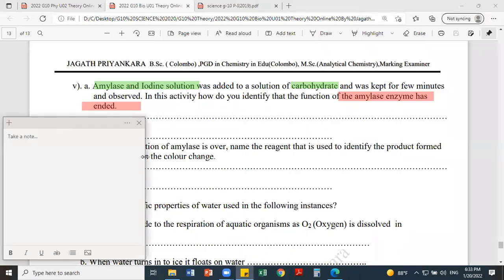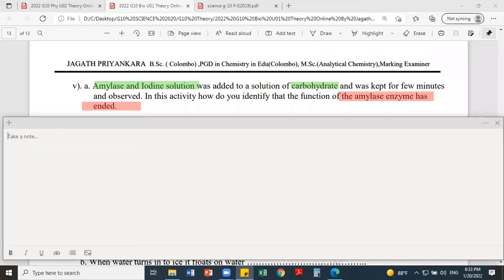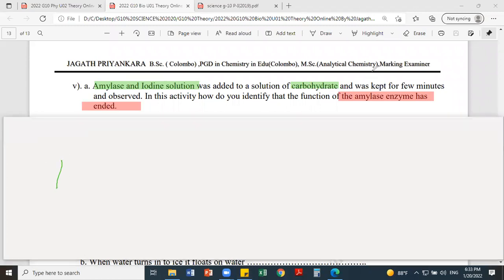So initially you can make a small sketch of this flow diagram also if you want. First, you have carbohydrate, that is starch, right? Please make a small sketch of this diagram. You take this and add here. Now you have here carbohydrate or the starch, the suspension or solution, and to this you add amylase and iodine.